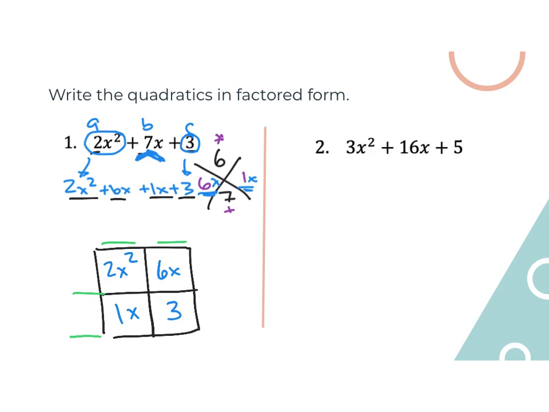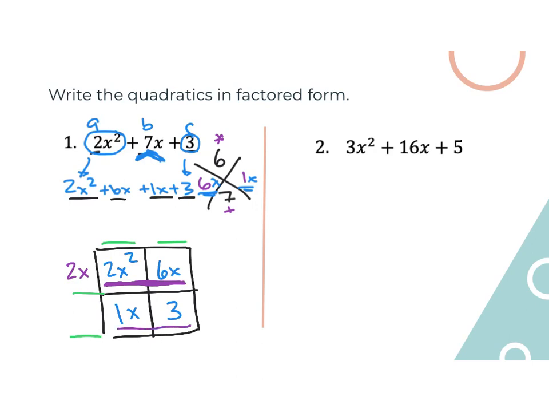Okay, so now I need to look at each row and column and find the GCF. So if I look at 2x squared and 6x, my GCF that comes out of that row is a 2 and an x. And that comes from that GCF lesson that we did in Learning Target 1, where we talked about pulling out the greatest common factor from each of two terms.